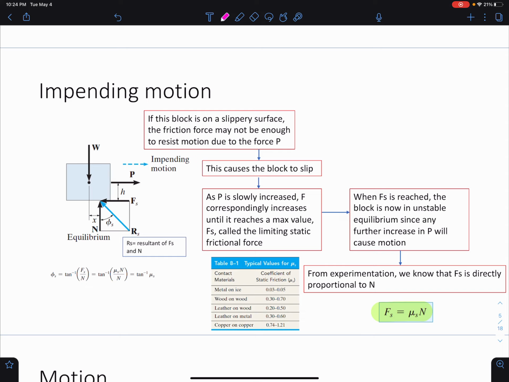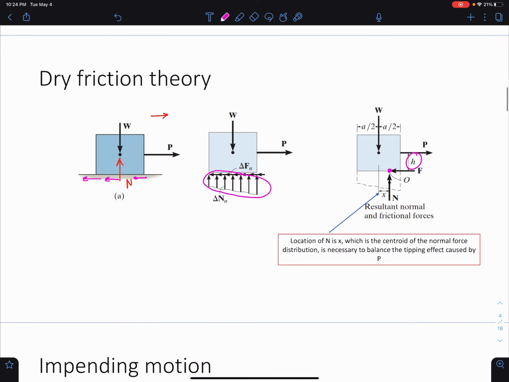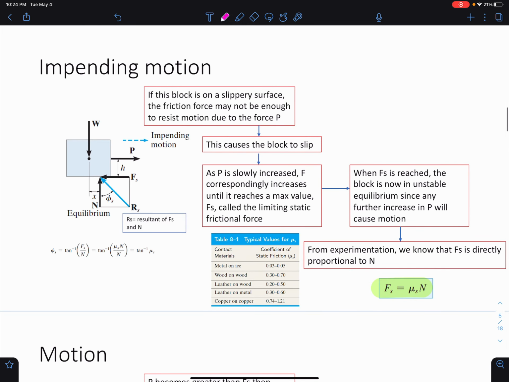It's like the maximum value of friction before it kind of gives in, can't resist anymore, and your object starts to move. Once you reach Fs, we're no longer in static equilibrium, we're unstable, because any minute increase in the force is going to cause motion, which we don't want, right? And we know that Fs is directly proportional to that normal force, like we talked about earlier, as a function of mu s times N. So mu s is a given. It depends on the material that your object is sitting on. So you'll always be given that mu s, okay?